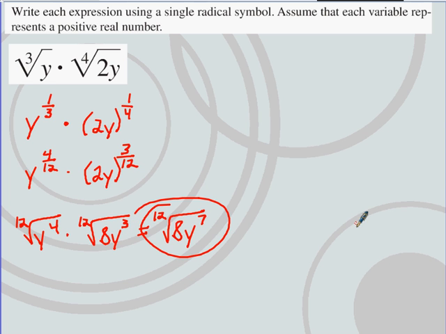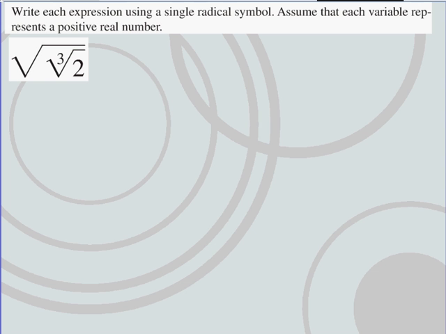As you're writing that down, by the way, you could split it, but it'd be ugly, because it'd be 8 to the 1/12 and y to the 7/12. I probably wouldn't do that. But you can multiply when you have different indexes there. The square root of the third root of 2.